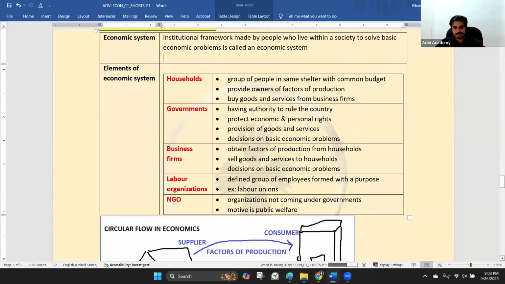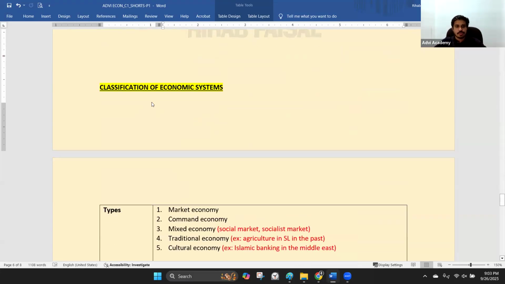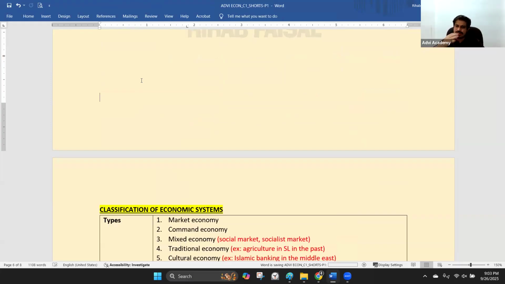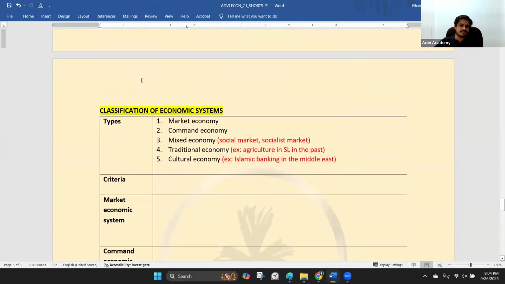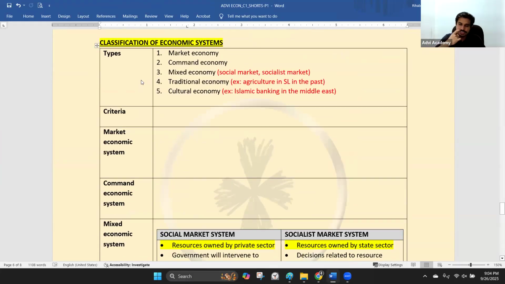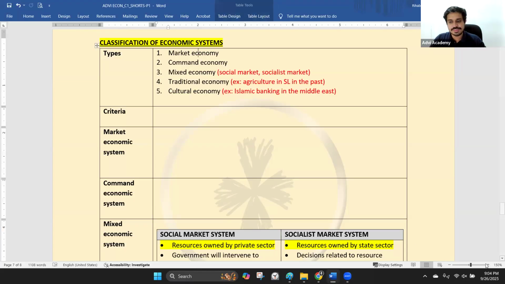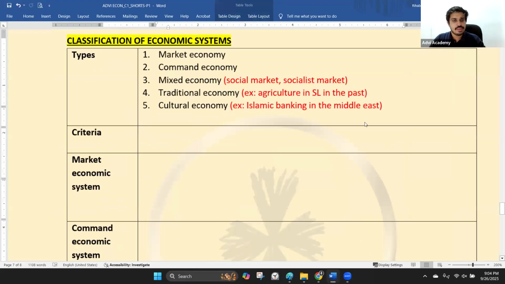There you go. Fine. So now we move into the economic systems. Let's keep economic systems simple. Let's not go into too many nitty-gritties here. In your syllabus, we are basically going to talk about 5 different types of economic systems. What are the 5?